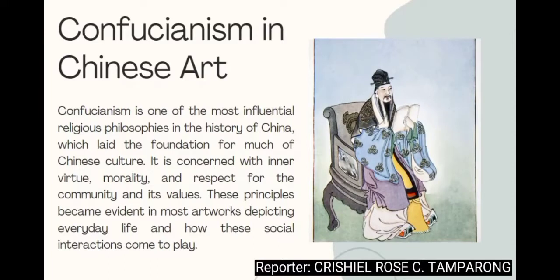Next is Confucianism in Chinese art. Confucianism is one of the most influential religious philosophies in the history of China, which laid the foundation for much of Chinese culture. It is concerned with inner virtue, morality, and respect for the community and its values. These principles became evident in most artworks depicting everyday life and how social interactions come into play.